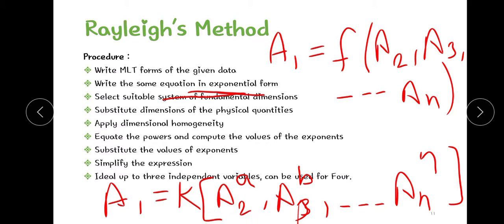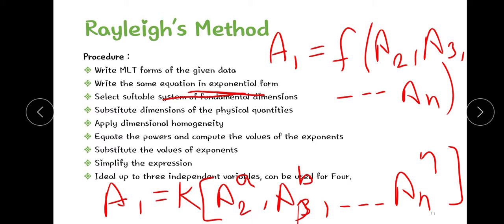Okay, but what is the disadvantage of Rayleigh's method? I told you earlier the disadvantage of Rayleigh's method. The disadvantage is that when a large number of parameters are involved, this method becomes complicated. For 2, 3 and 4 variables we can use this method, and the computation will not be much difficult.